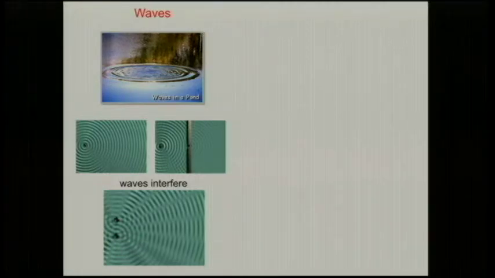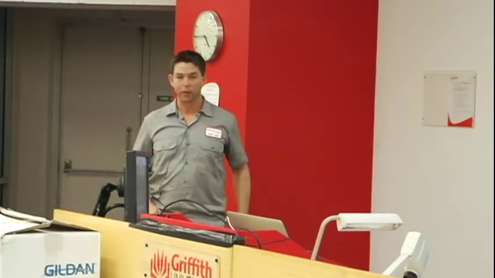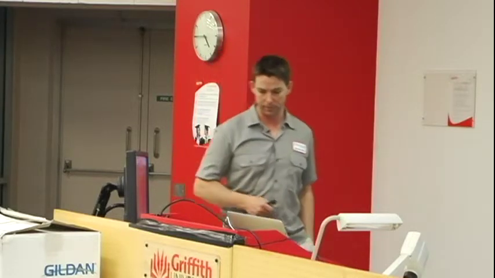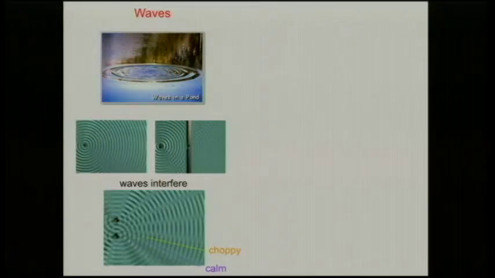So here we've got two sources, each emitting their own circular waves. Where the waves add, you get constructive interference, and the amplitude of the waves builds up. And in other regions where the waves are out of phase, they cancel out, and so you get destructive interference. If you go to the beach, you can really experience that. In these regions, you'll perceive the waves to be very powerful, and in other regions you'll experience the water as being quite calm.